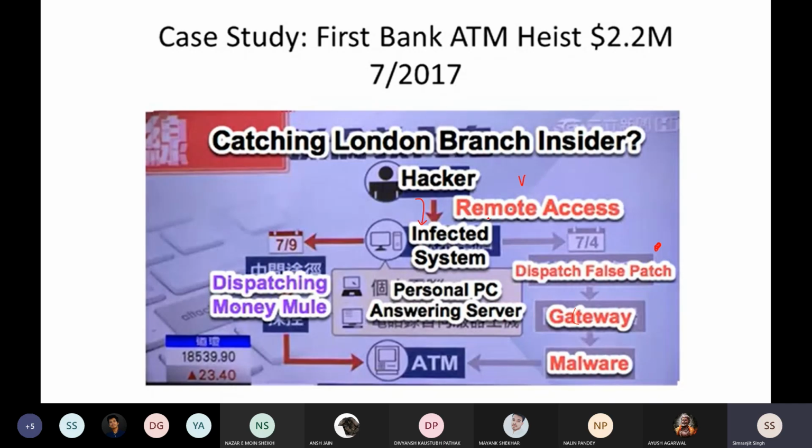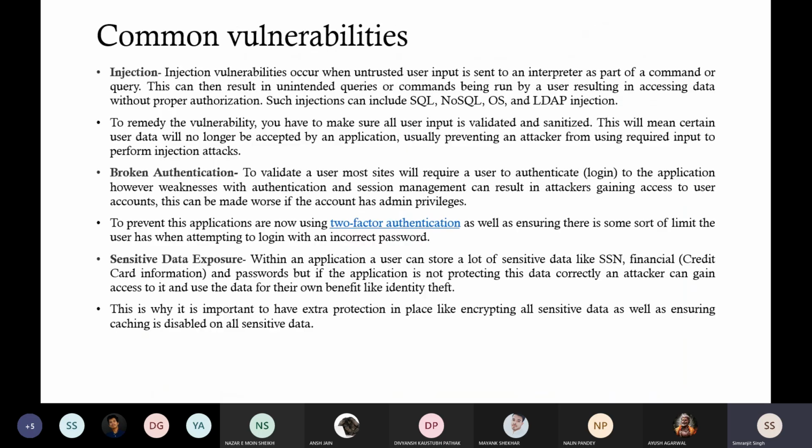So keep that in mind, vulnerabilities are unintentional. The users do not know, and the software designer does not know, that a vulnerability exists in the system. Now, the common vulnerability we have seen is injection. The threat can be a SQL injection. Keep in mind that injection covers all kinds of databases, like SQL, NoSQL, OS, LDAP injections.